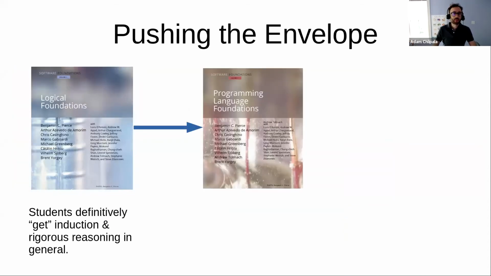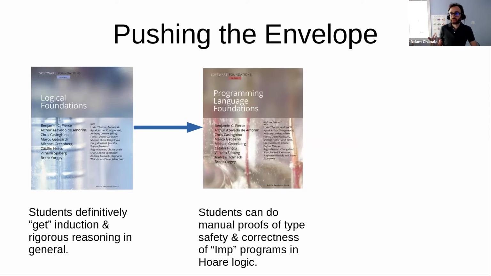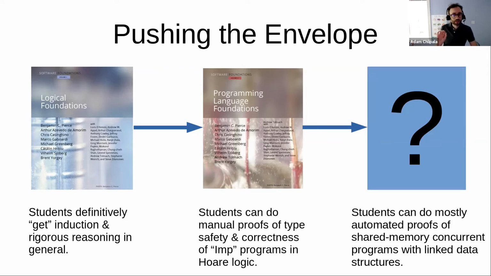In particular, if we think about what a typical Software Foundations course accomplishes, by the end of the first part on logical foundations, let's say students finally get how to think about induction, how to do their own induction proofs. And when they pass through the second part, Programming Language Foundations, they can do manual proofs of such classic results as type safety and correctness of individual programs in simple imperative languages. Could we, within a single semester, ideally, push this further so that students can actually do automated proofs of shared-memory concurrent programs that do interesting things with mutable memory?